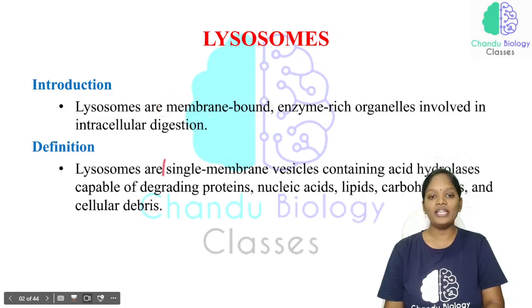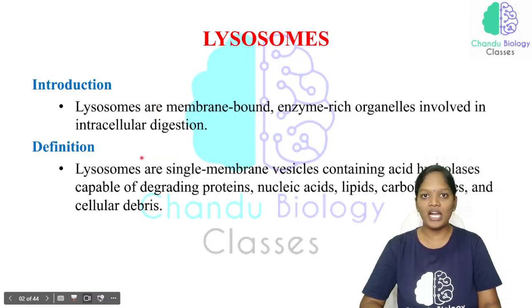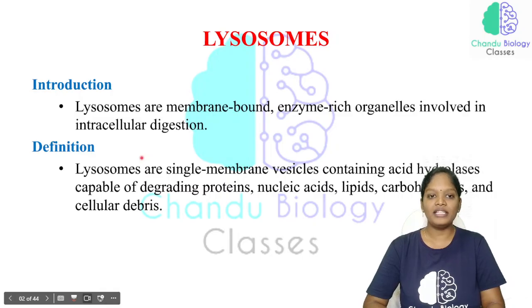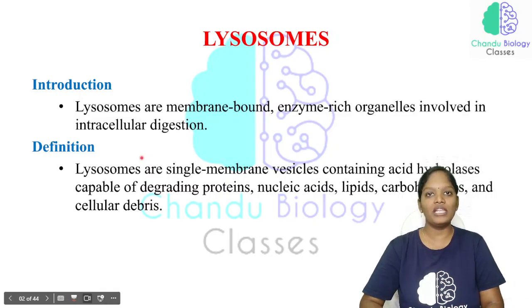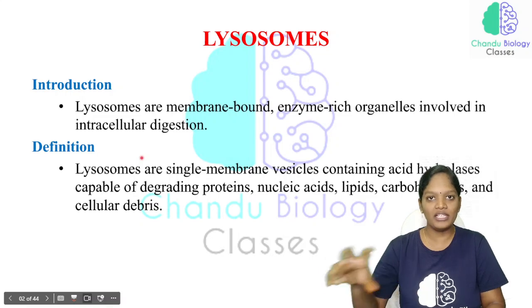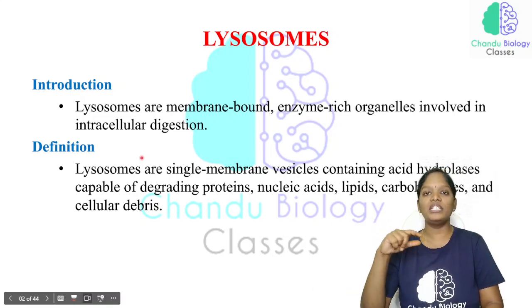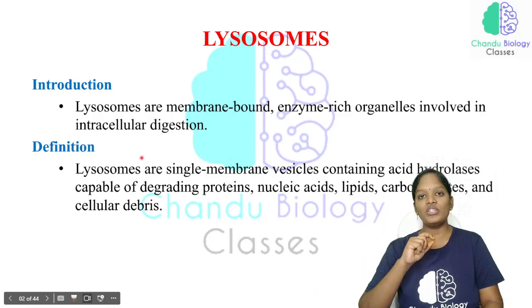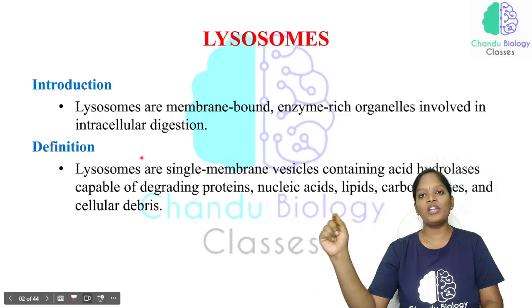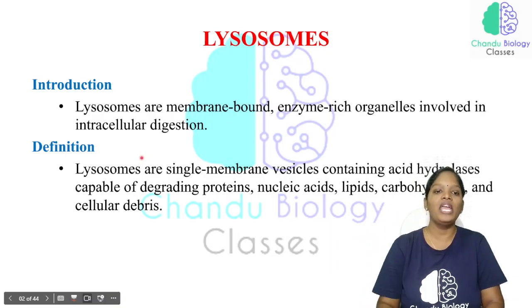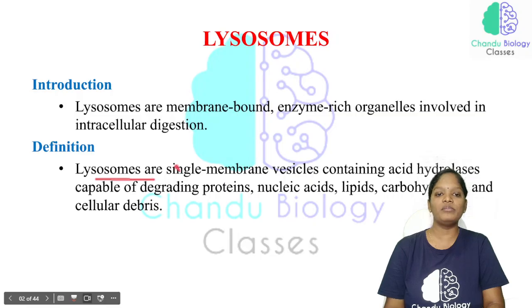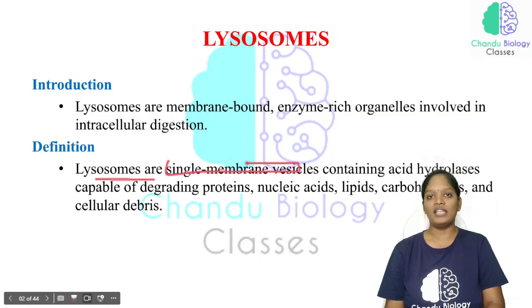Another important thing: we have studied the lysosome as membrane bound, and you should know that lysosomes are single membrane vesicles. A question can be asked about which are single membrane bound organelles and which are double membrane bound organelles. You have to make a list of it. The question may ask which of the following is a single membrane organelle. They give four options, three will be double membrane and one will be single. You should know that lysosomes are single membrane bound vesicles.